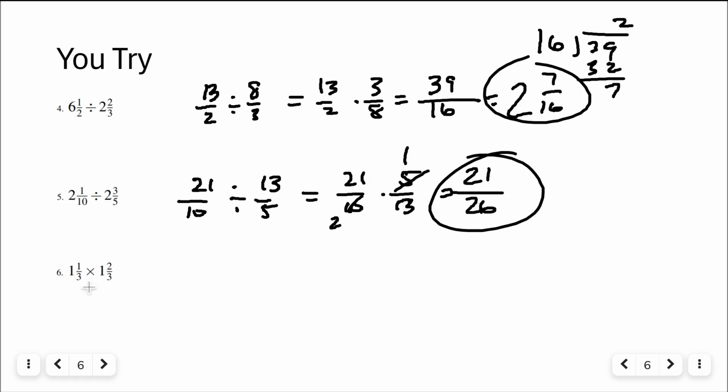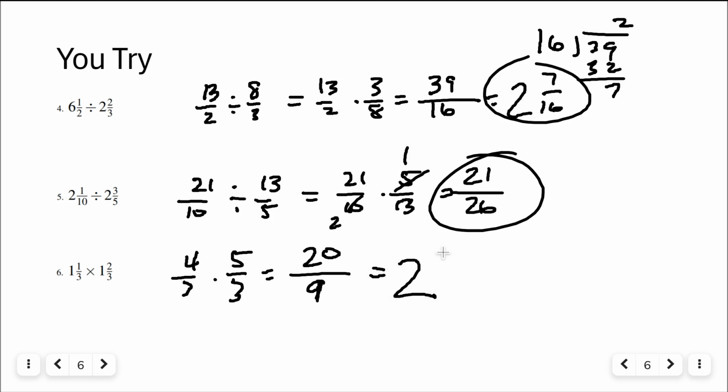And now we're multiplying. Just be careful. We're not dividing. So 1 and 1/3 is 4 over 3. 1 and 2/3 is 5 over 3. And now we're just multiplying straight across because we're multiplying. We're not dividing. We're not keep, change, flipping. We're just multiplying. So that's 20 over 9. And then 9 goes into 20 2 whole times with 2 left over. 2 and 2/9 would be my answer.